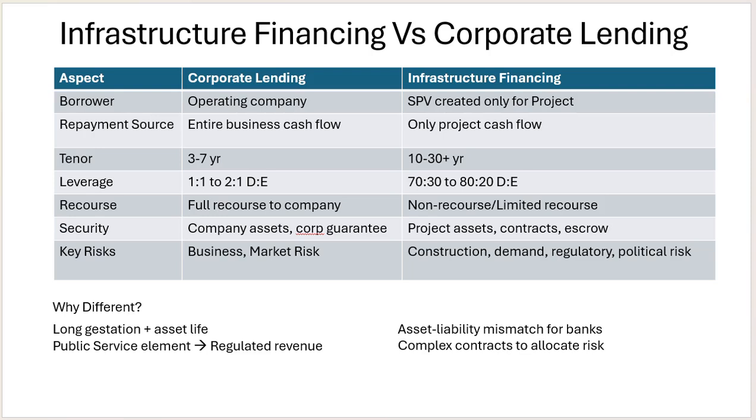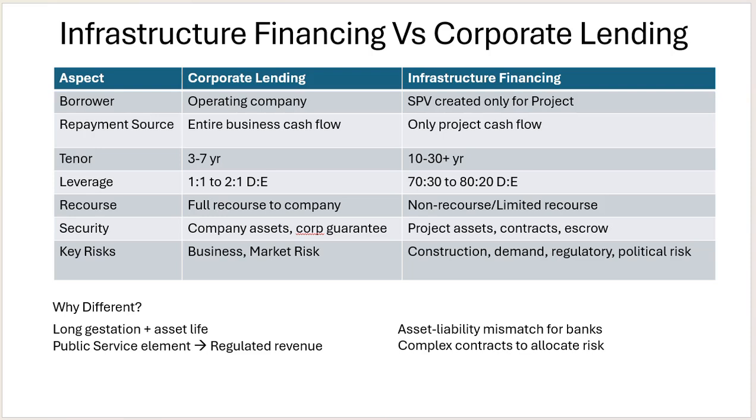Then the security. In corporate lending, company assets or the corporate guarantee are the security. But in infrastructure financing, the project assets, contracts, escrow account, debt service coverage, and debt service reserve account are the security. Then the key risks: business risks and market risks are the risks in corporate lending.